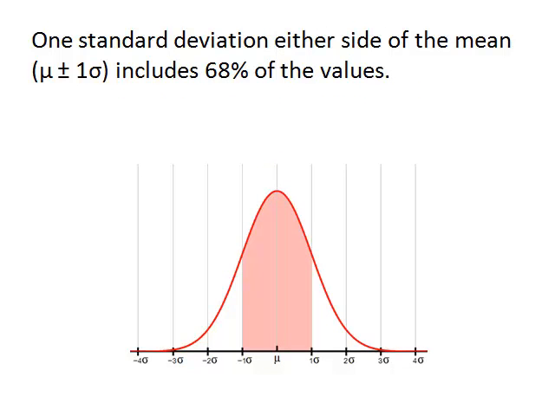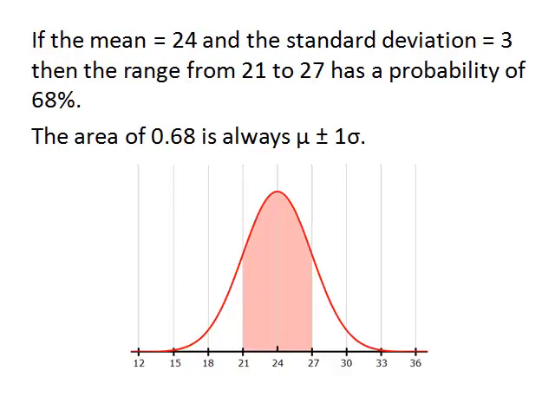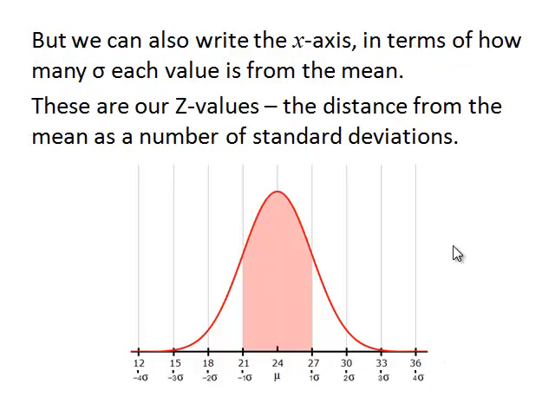So one standard deviation either side of the mean includes about 68% of the values for all normal distributions. If we take an actual one, in this case I'm going to give it a mean of 24 and a standard deviation of 3, then plus or minus one standard deviation from the mean is from 21 to 27. But I can also write that in terms of the mean and how many standard deviations it is. So 15 is 3 standard deviations below the mean.